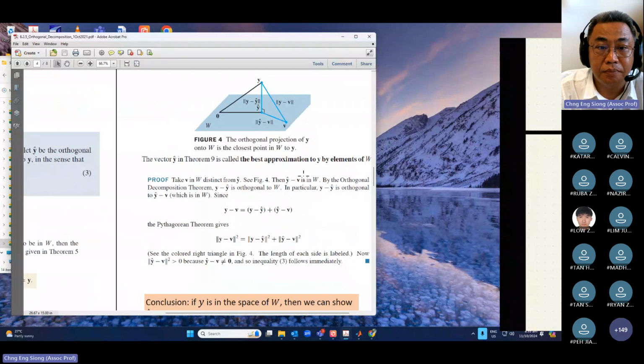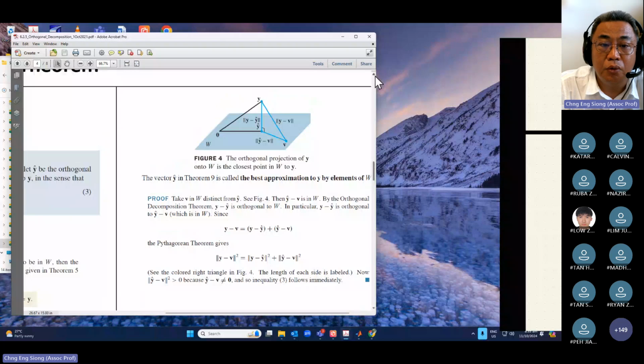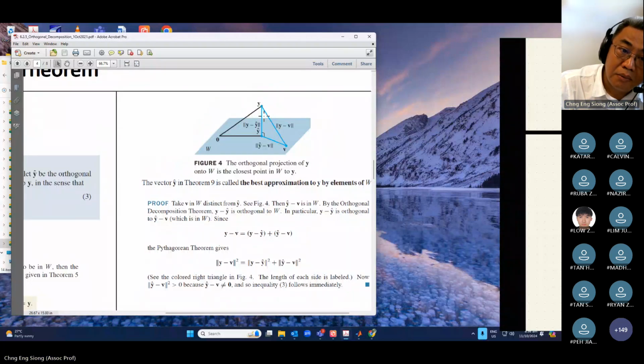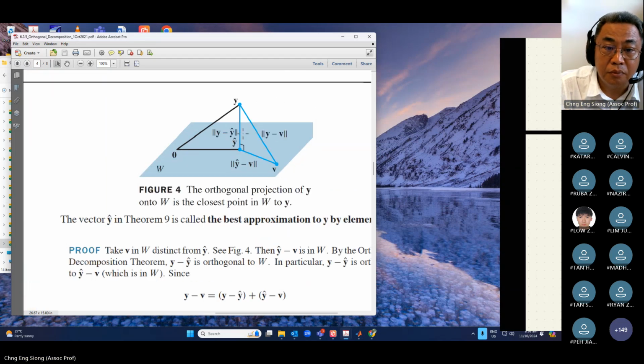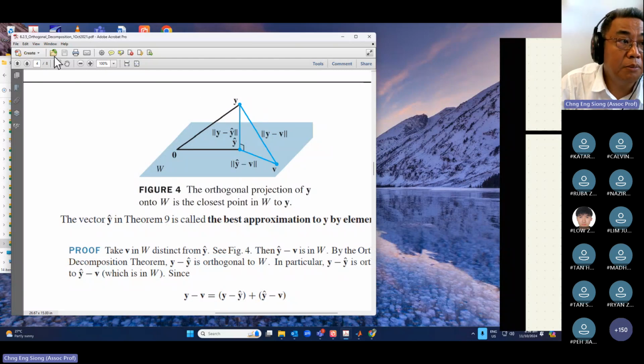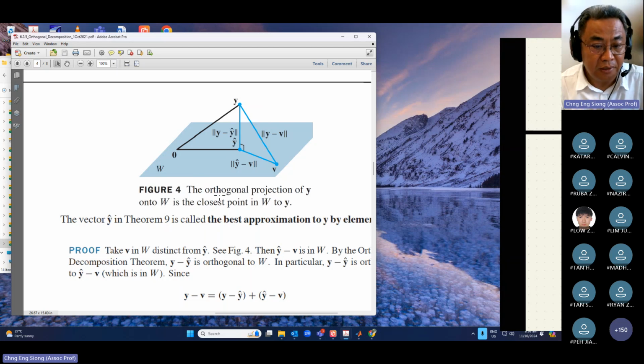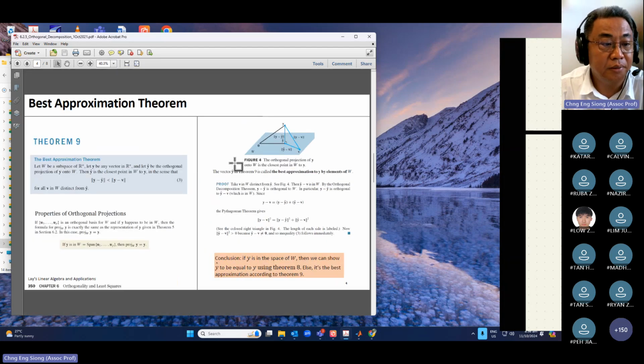So in this page, you will see that y forms one side of the triangle, the smaller side, to y hat. Any other point onto the W space will result in a right angle triangle, and the distance to this point is a hypotenuse, therefore it is longer than this side. Okay, so if you have a problem, look at 6.2.5 in this figure and the explanation here.